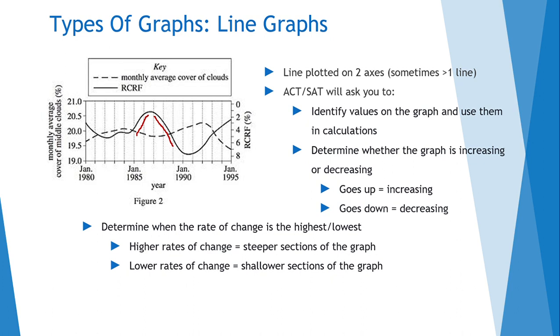And you'd also want to determine where the rate of change is the highest or lowest. Basically, it means the steeper part of the graph has a higher rate of change, and the shallower part of the graph has a lower rate of change. If you can imagine that you're taking the slope of a specific interval, so let's say this interval, the average rate of change is basically the slope, but the absolute value of the slope. We're disregarding the sign.